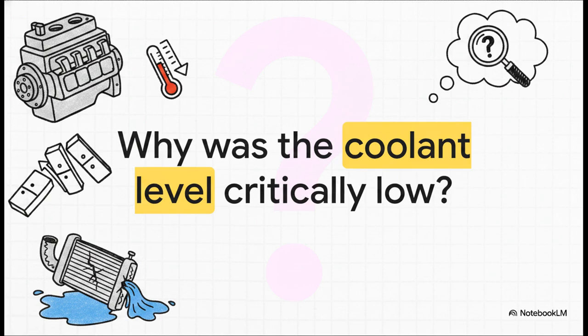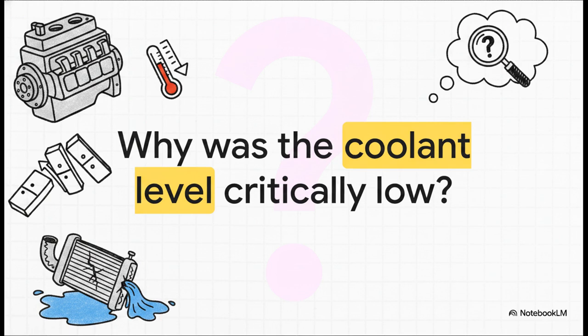Why did it overheat? Because the coolant dropped to a critical level, causing a total loss of cooling capacity. Okay, right, but why was the coolant level low? Because the lower radiator hose ruptured, dumping all the coolant. Now, if we stopped right here, we just replace the hose and send the truck back out.